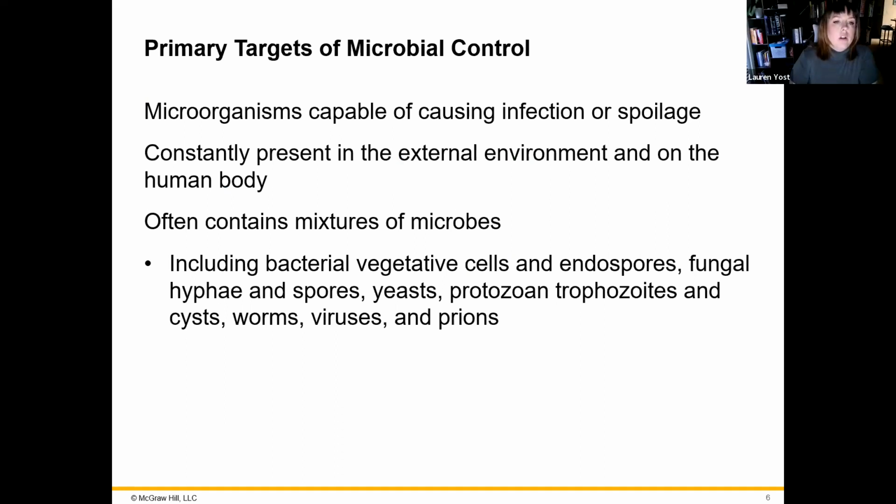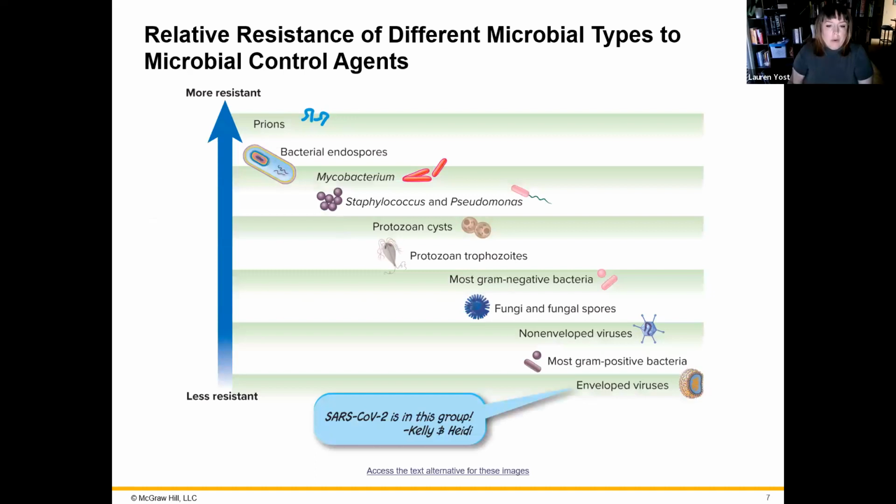So microorganisms obviously can cause spoilage of food products. A lot of times our environment around us has just a mixture of microbes and not just any specific one in this area and then one in that area. So a lot of this stuff can include vegetative cells and endospores, fungal hyphae and their spores, the yeast, the protozoa, the trophozoite versions and the cyst versions of the protozoa, and the worms, viruses, and prions. All of this sort of stuff can be all over in our environment around us.